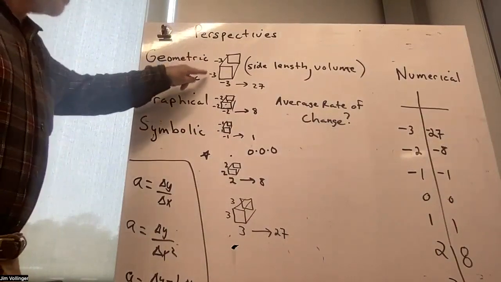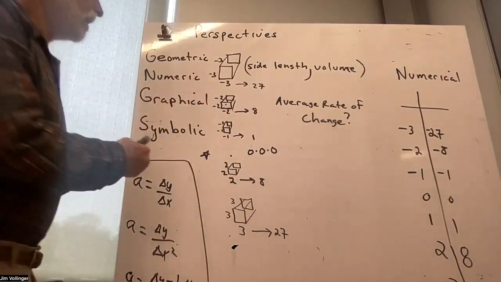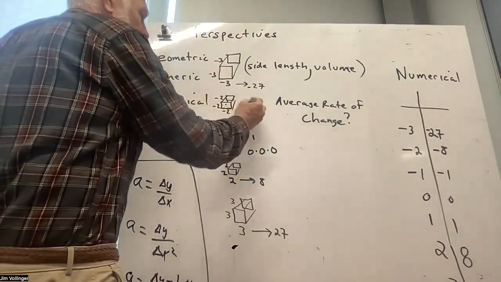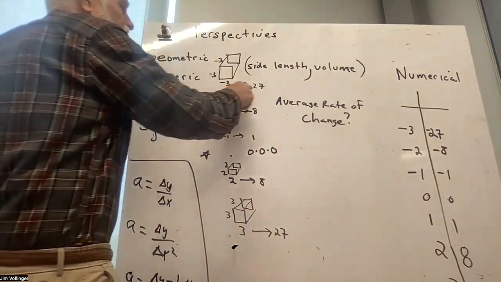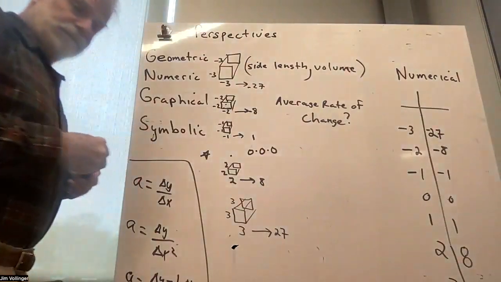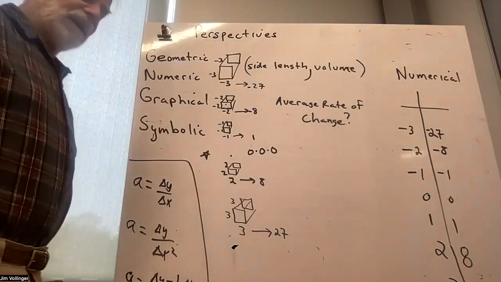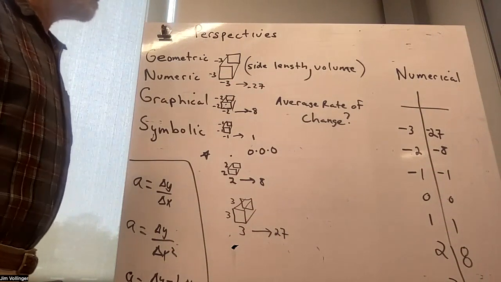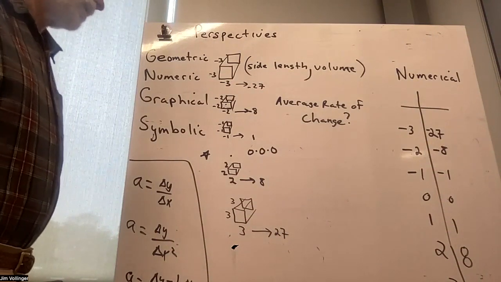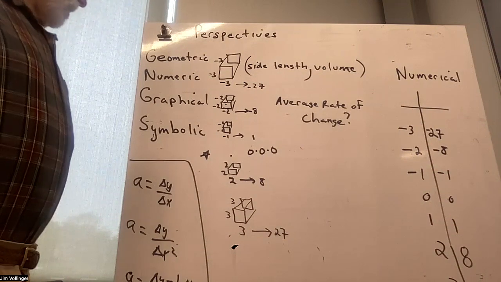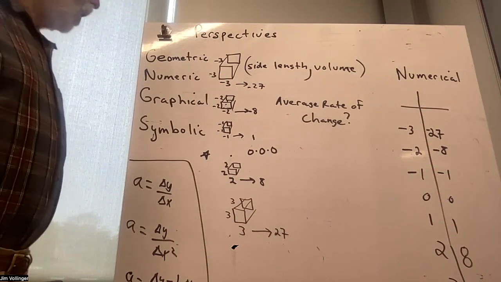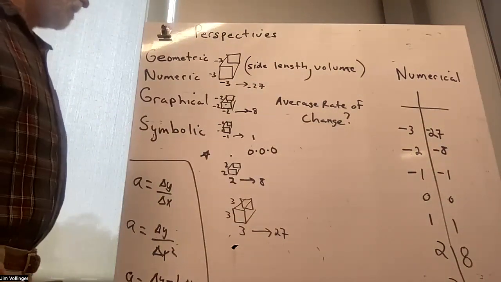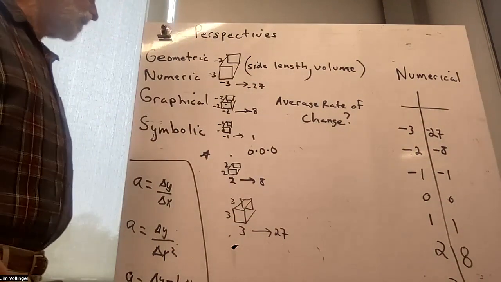Geometric. -3, -3, -3, -27. -2, -2, -2, -8. So what do we got? We got side length to volume. And you can say, well, can volume be negative? Well, we want to introduce negative numbers so that we can work more efficiently and study more problems. So I'm not quite sure what to call a negative side length and a negative volume, but hey, maybe the language will improve as I keep talking about it.